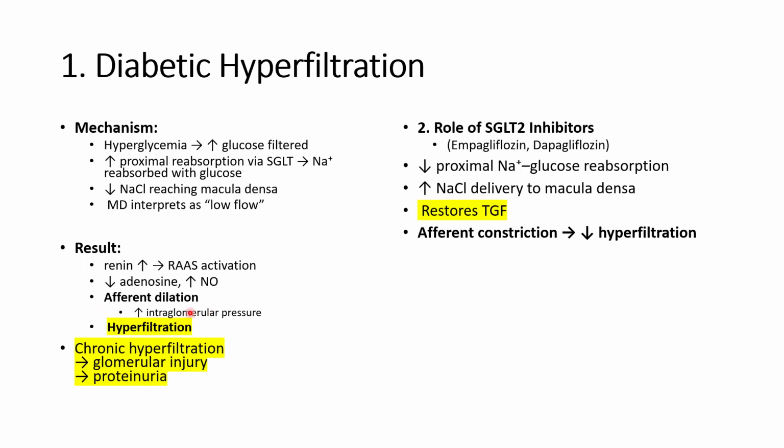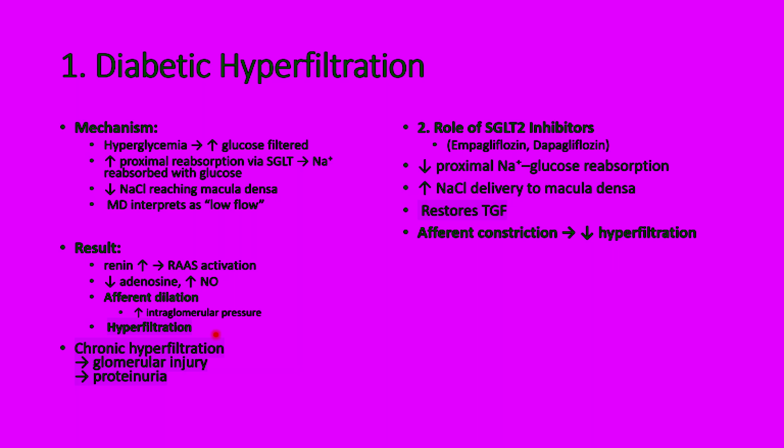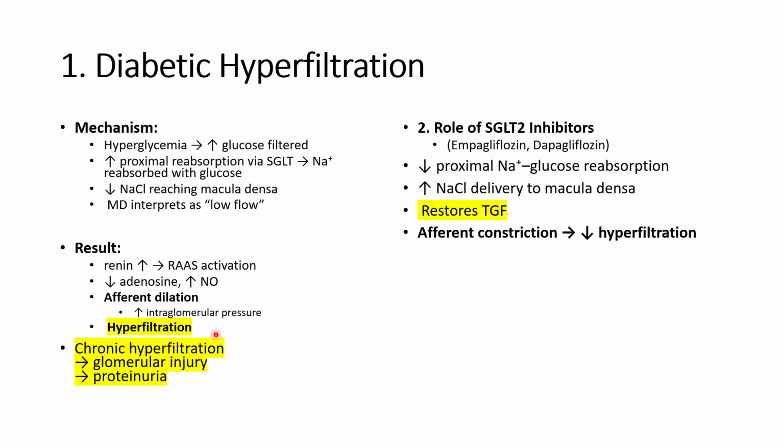So initially in diabetes there is hyperfiltration, which will increase GFR, but the issue with this hyperfiltration is that it will increase the local pressure inside the glomerulus, and like hypertension damages the vessels, this locally increased intraglomerular pressure will also damage the glomerulus, thus leading to the advanced stages of diabetes as it progresses. So chronic hyperfiltration leads to glomerular injury and proteinuria.